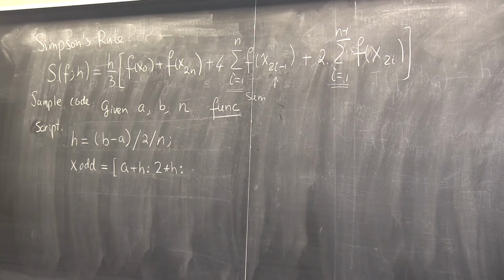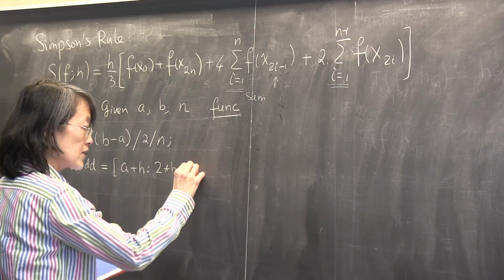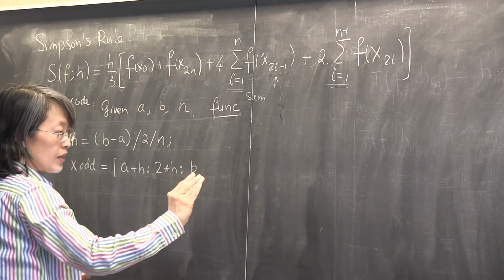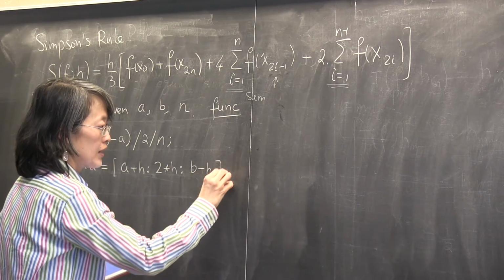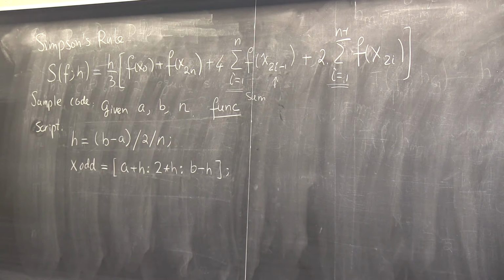It's clearer for me. And then what will be the last one? Well, it doesn't end at b because b will be indexed to n, right? So it's one less, so it's b minus h. Is that clear? Just that line gives you a vector of all the odd x's. Is that okay? Yes? No?